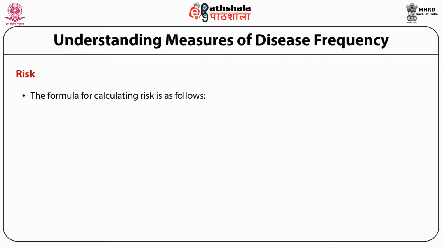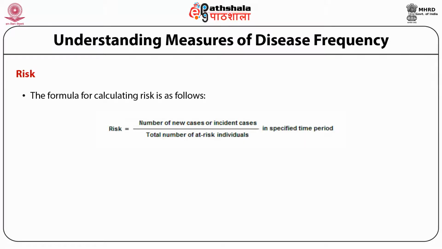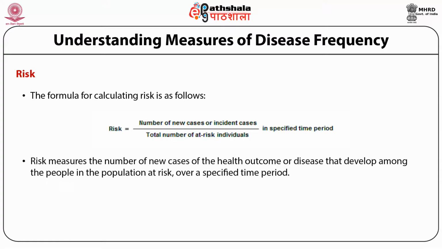The formula for calculating risk is the number of new cases or incident cases in a specified time period divided by the total number of at-risk individuals. Risk measures the number of new cases of the health outcome or disease that develop among the people in the population at risk over a specific time period. Risk refers to the probability that a disease will occur.